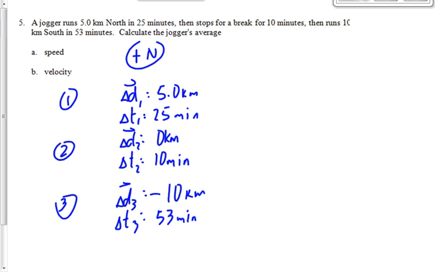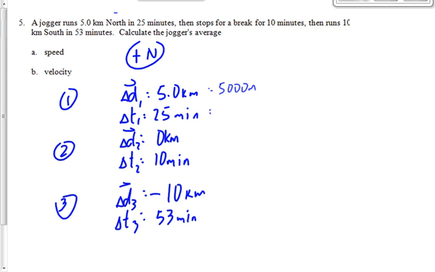Now, I don't like kilometers and minutes together. I could go kilometers and hours. That makes some sense to me. But I'd rather go meters and seconds. I don't really care which way you go. Whatever way makes most sense to you. I'm going to go kilometers and minutes. That makes this 5,000 meters, and 25 times 60 gives me, I don't know, I don't have that written down.